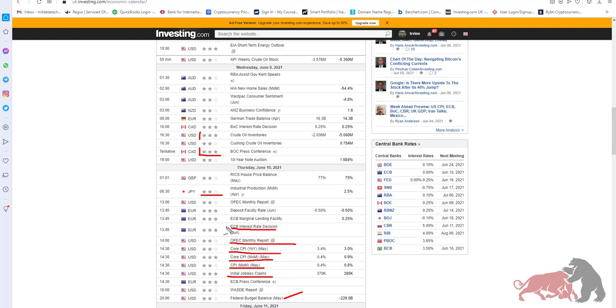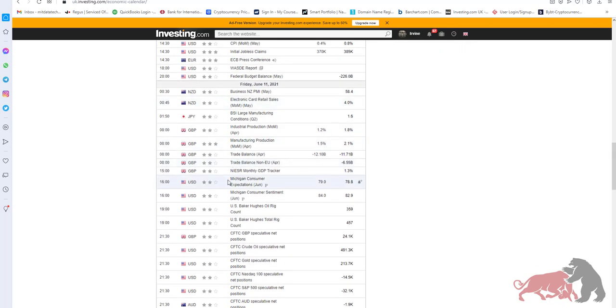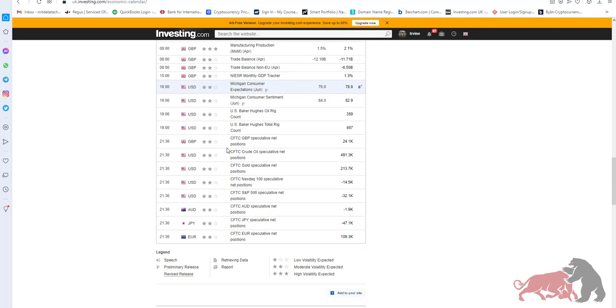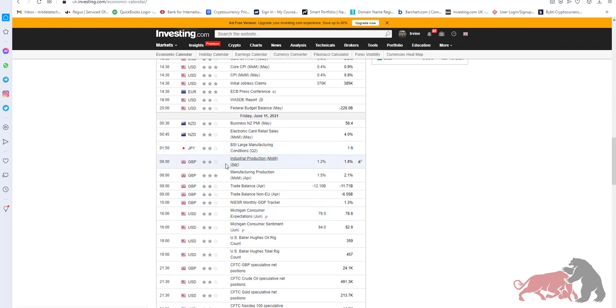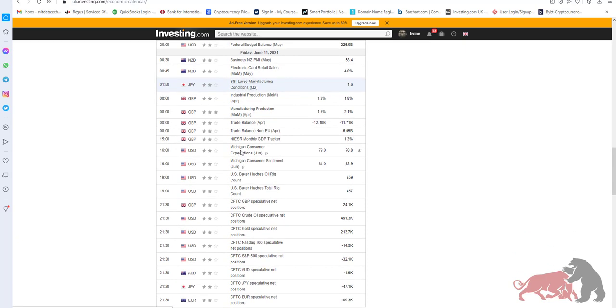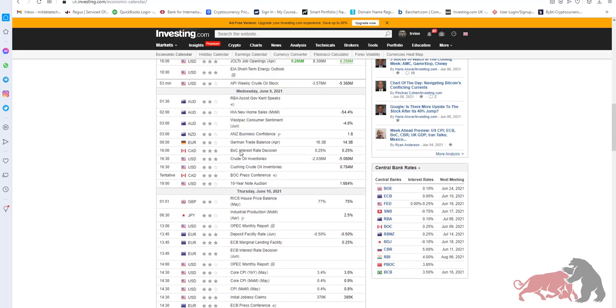Already I can see that we are going to have an expansion. There's going to be an expansion on USDJPY come Thursday, right? Now, on Friday, what do we have on Friday? On Friday, nothing much except for the BSI large manufacturing. I don't think it's going to move that much on the yen. We don't have much that is going to affect the pair that we are looking at.